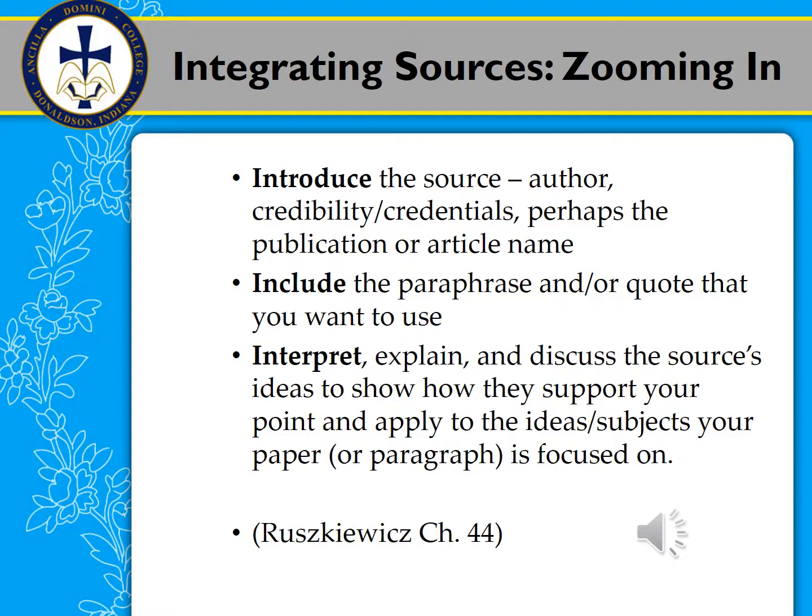The author's credibility and credentials, again, you only need to do that the first time that you introduce the article. And you can maybe include the publication or article name where that information first appeared. And then once you've introduced the author and all those other things the first time that you use a source, then you can include the paraphrase or the quote that you want to use. We'll look at some more specific ways in practice doing that later.